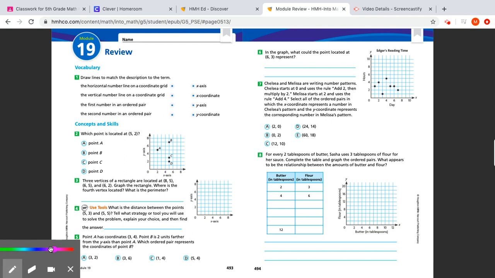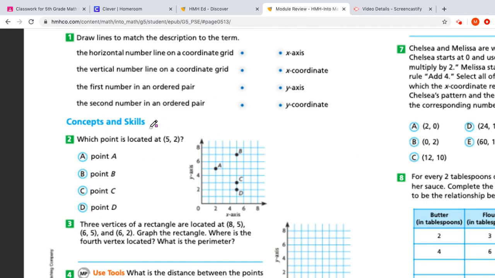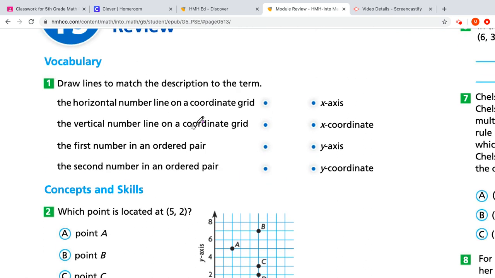Hi, boys and girls. So I'm just gonna go on in and help you guys out with some of your work here. So for the vocab, I just want you guys to recognize a couple keywords in the definitions.